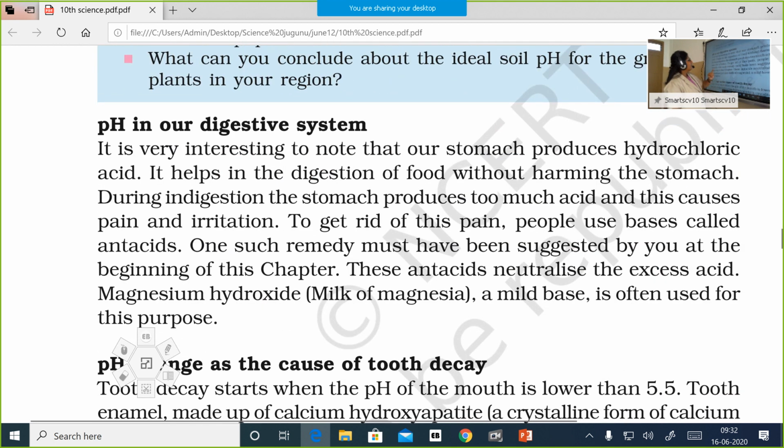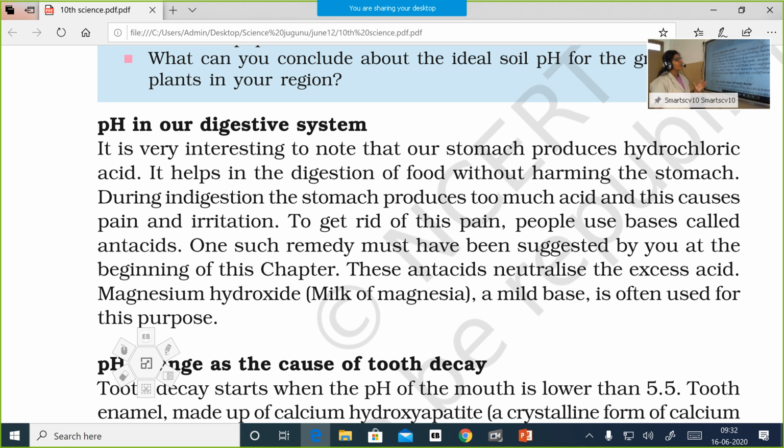Now, go for the third one. I think the portions are clear to you. I'm just reading because there is nothing much to explain. pH in our digestive system. In the interactive part, we have learned what acidity is. Why do you face acidity? That's because hydrochloric acid is produced in your stomach. So I'll just read it.